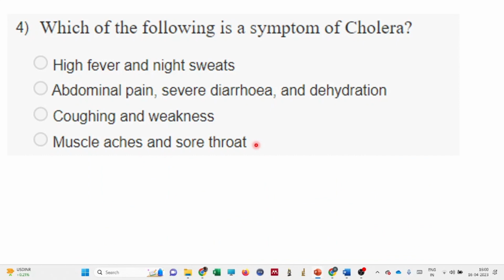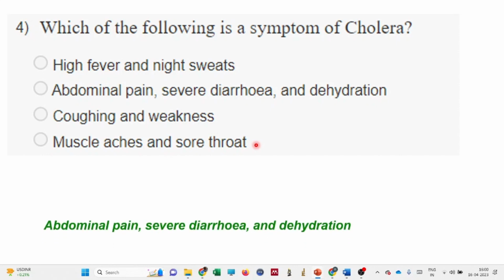Which of the following is a symptom of cholera? High fever and night sweats, abdominal pain, severe diarrhea and dehydration, coughing and weakness, muscle aches and sore throat. Which ones do you think are the symptoms of cholera? Option B, yes, you're right. Abdominal pain, severe diarrhea and dehydration.